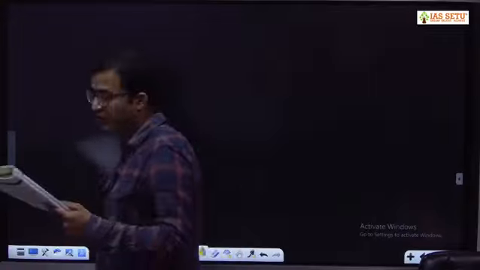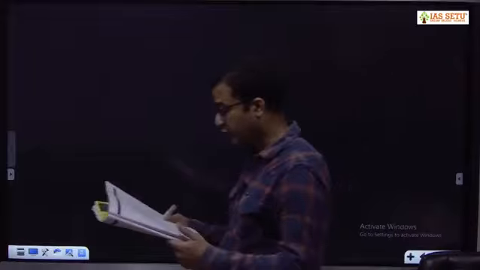A cube of length 1 centimeter is taken out from a cube of length 8 centimeter. What is the weight of the remaining portion?